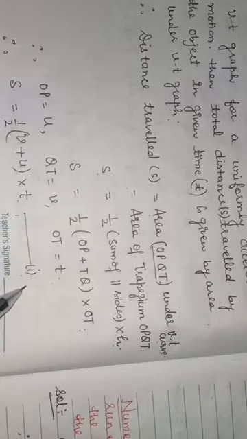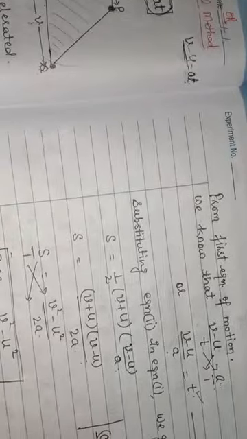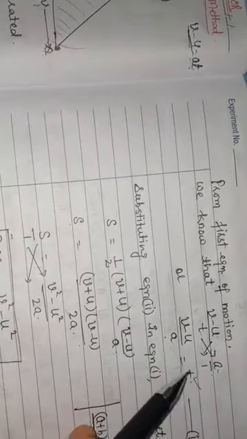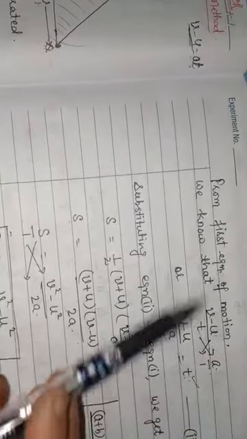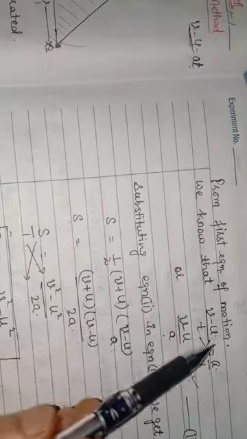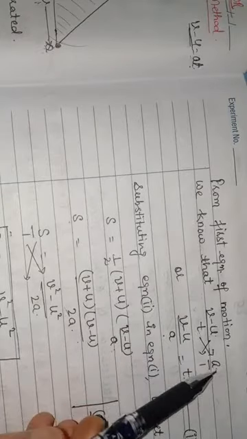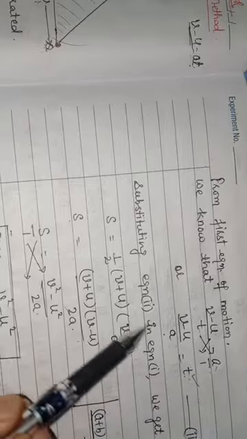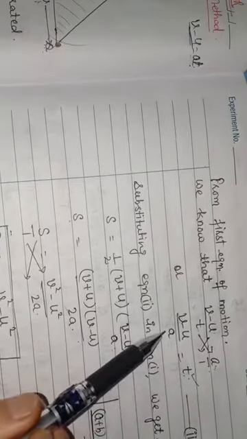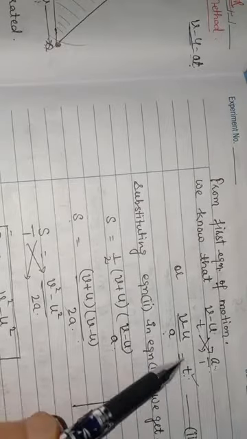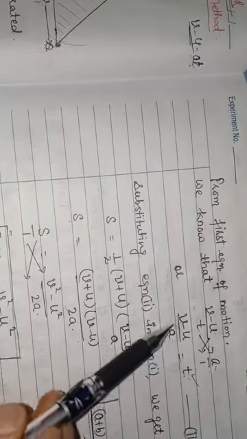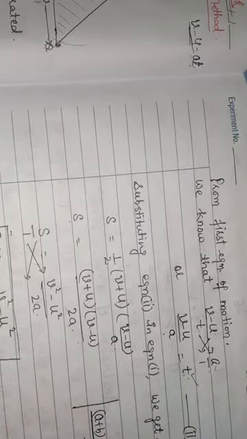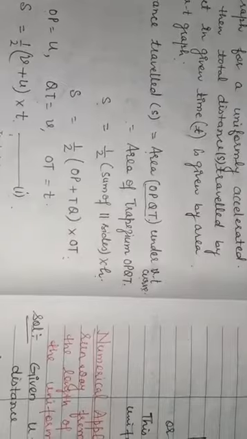Let this be equation 1. Now we will use the first equation of motion to calculate the value of t. So we know that (v minus u) upon t is equal to a. If we cross multiply it, then we get t here and a in the denominator. Then the value of t is (v minus u) upon a. Let this be equation 2, and we will substitute equation 2 in equation 1.